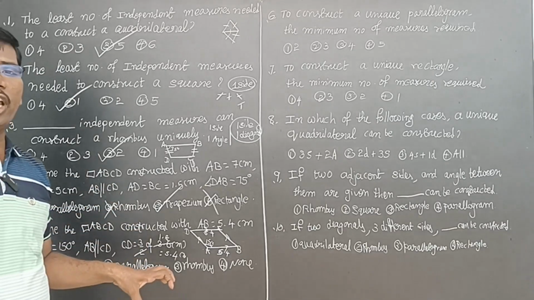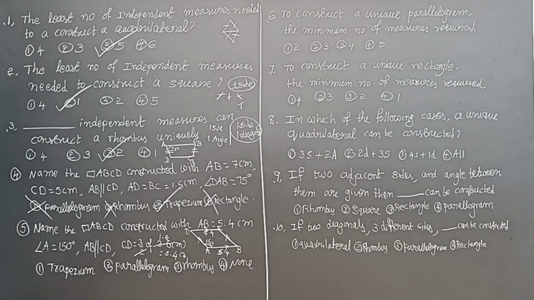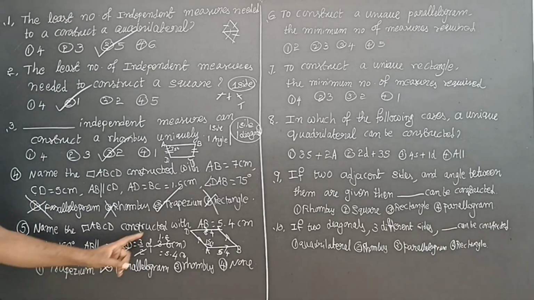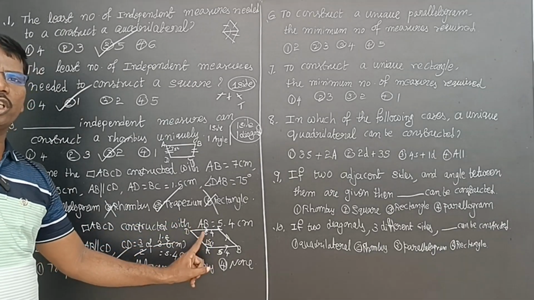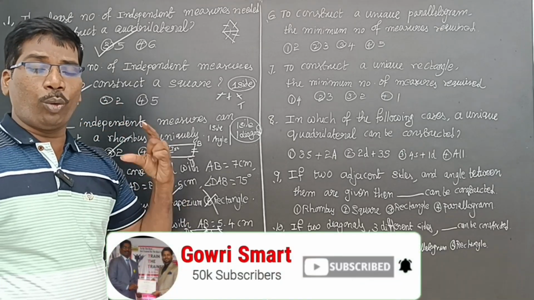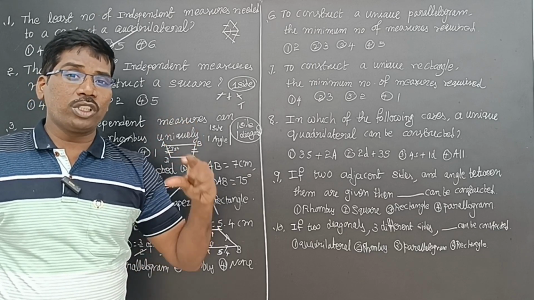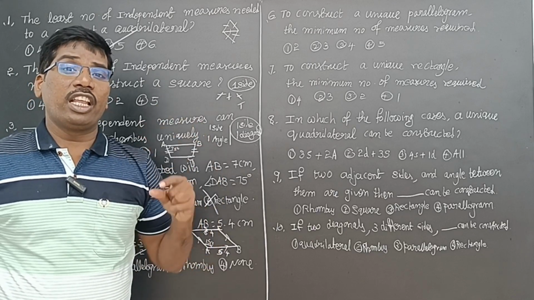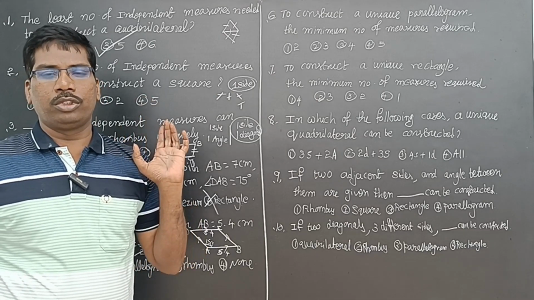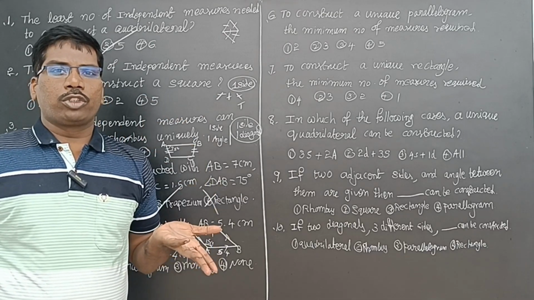By constructing a rough diagram, we are getting a parallelogram, because two sides are equal and two sides are parallel. If in a quadrilateral one pair of opposite sides are parallel and equal, then definitely it will be a parallelogram. We need not check for other examples, isn't it?